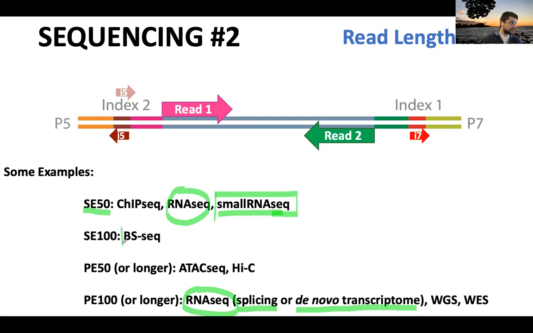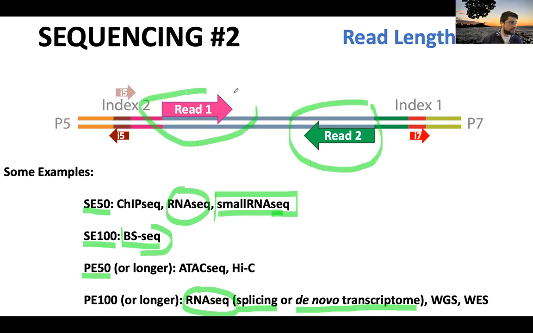For DNA methylation studies, we usually sequence single end 100 because, as you'll see tomorrow, we're gonna modify our DNA and we need longer fragments in order to have a better mappability. But this is just a very specific case, okay? When do I use paired end 50? When I need to have the information from the second end as well on top of the first end.